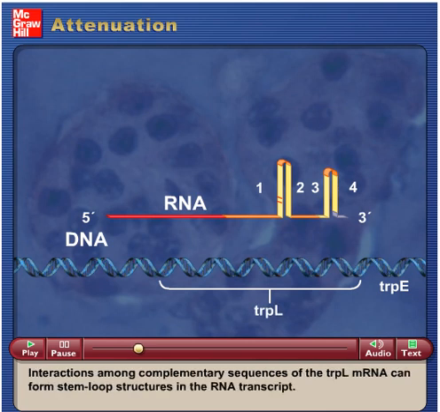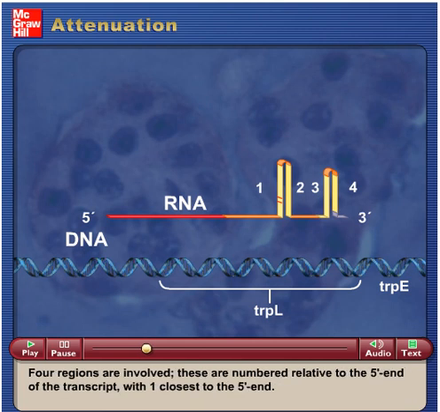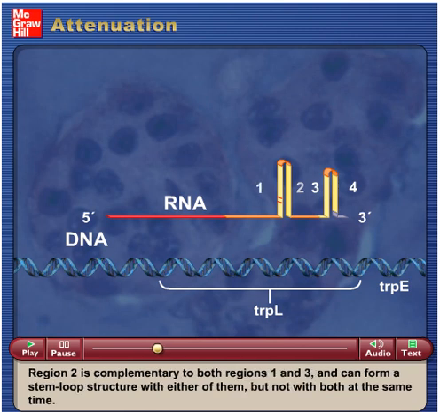Interactions among complementary sequences of the TrpL mRNA can form stem loop structures in the RNA transcript. Four regions are involved. These are numbered relative to the 5' end of the transcript, with 1 closest to the 5' end. Region 2 is complementary to both regions 1 and 3, and can form a stem loop structure with either of them, but not with both at the same time.